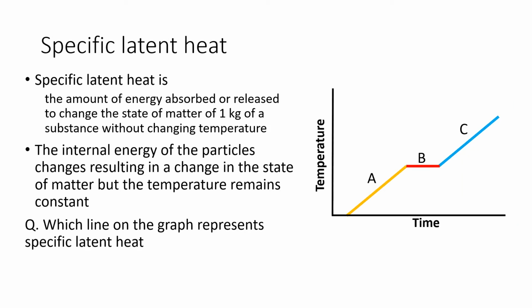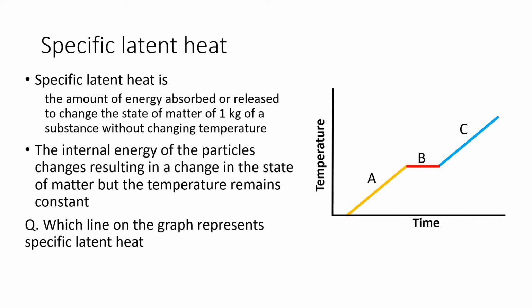When it comes to specific latent heat, the definition of specific latent heat is the amount of energy absorbed or released to change the state of matter of 1 kilogram of a substance without changing temperature. And that's extremely important when it comes to interpreting graphs. The temperature is constant when we're talking about specific latent heat. It's the internal energy of the particles that changes, resulting in a change in the state of matter, but there is no change in temperature.